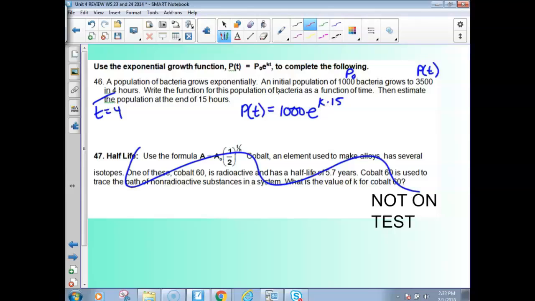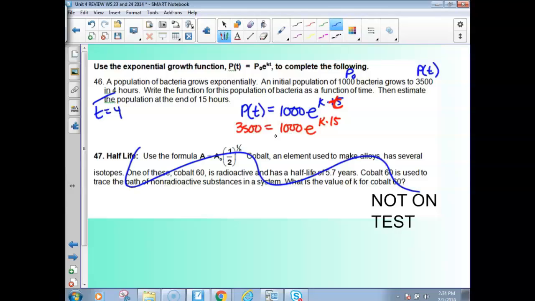Now at this certain time, we have 3,500 in 4 hours. We're going to put in 3,500 equals 1,000 times e to the k times, oh, I see, this should have been a t, excuse me. K times 15. I should have left a t in there too. Okay, and I don't care if you didn't even write this one out in the very beginning. That's not a problem. You're going to be solving it.